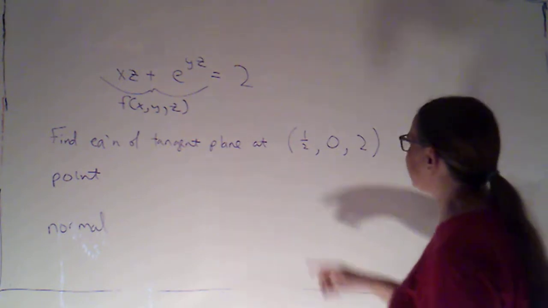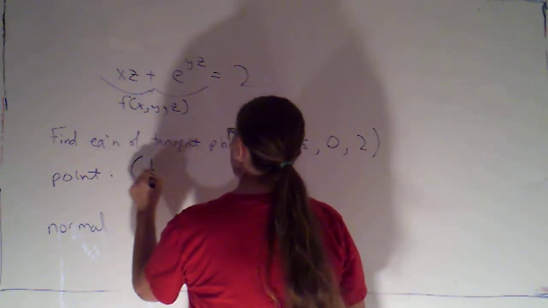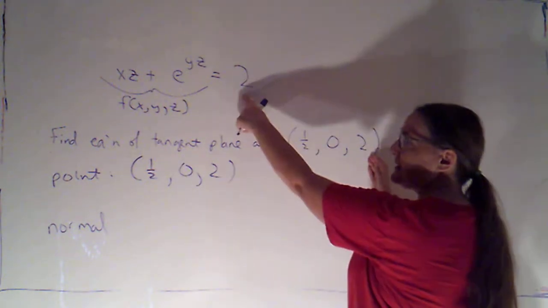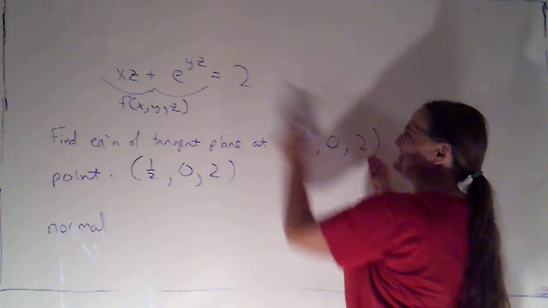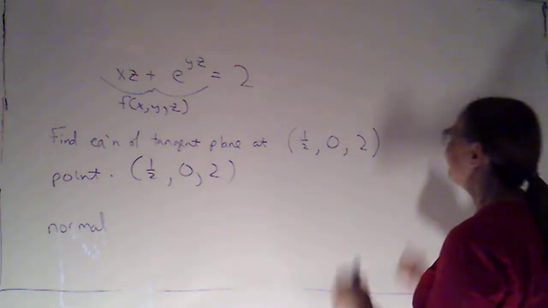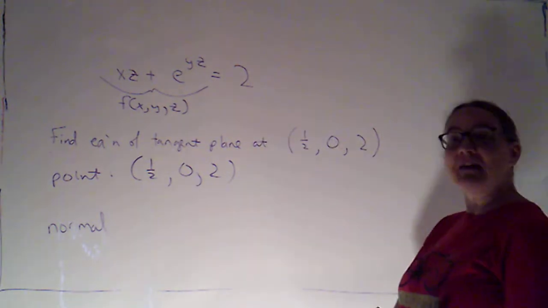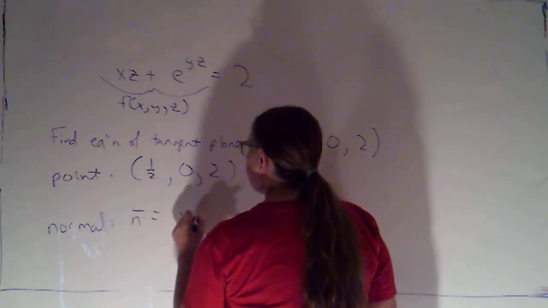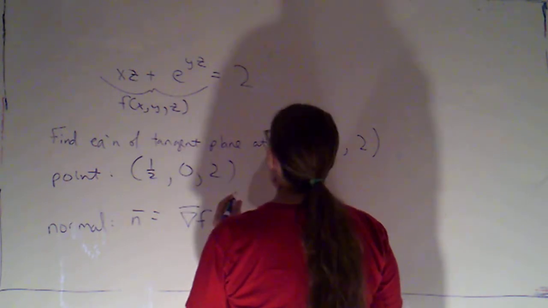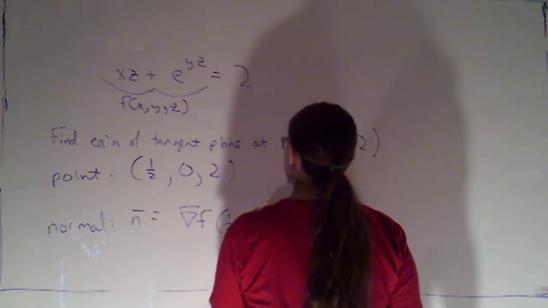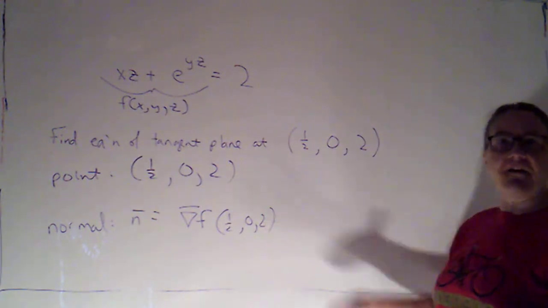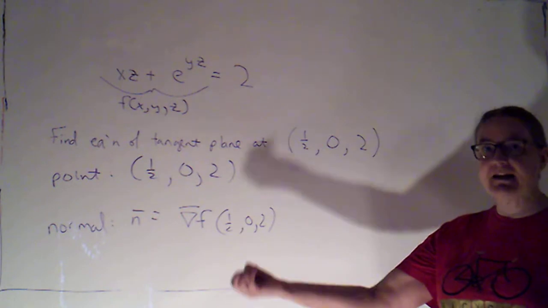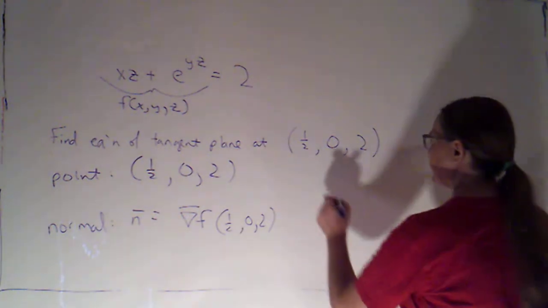Okay, so let's see, the point, oh, that's easy, that was given. And I will point out, I did in fact choose a point that is on this level surface. If you plug in this point, it does make the equation true. All right, excellent. So now my normal vector, I'm going to call it n, but that's going to just be the gradient of f at 1/2, 0, 2. And as always, finding that will be a two-step process. I've got to first of all find the gradient function and then evaluate it at that point.